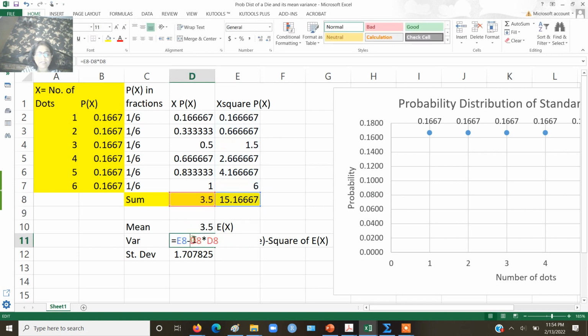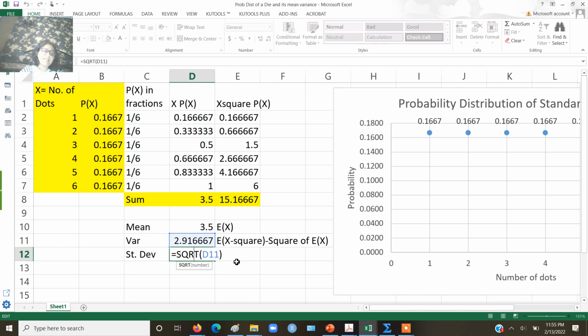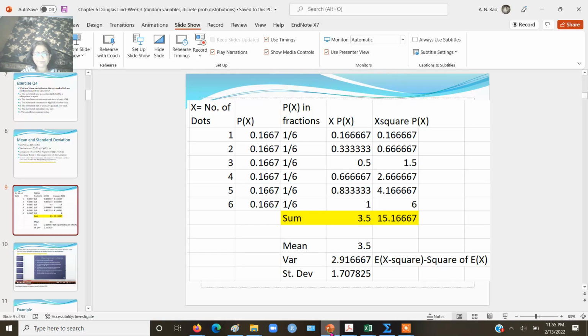So how can I calculate variance? You simply find the difference between expected value of x square minus the square of the mean. See, 15.16667 minus the square of 3.5. So that will be the variance. And standard deviation is simply the square root of this number. So in Excel, if we have to take a square root, we type equal to SQRT and then we insert that cell. So the standard deviation is 1.7.